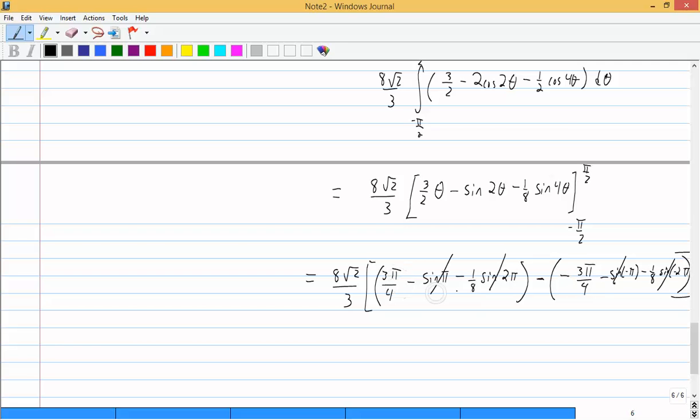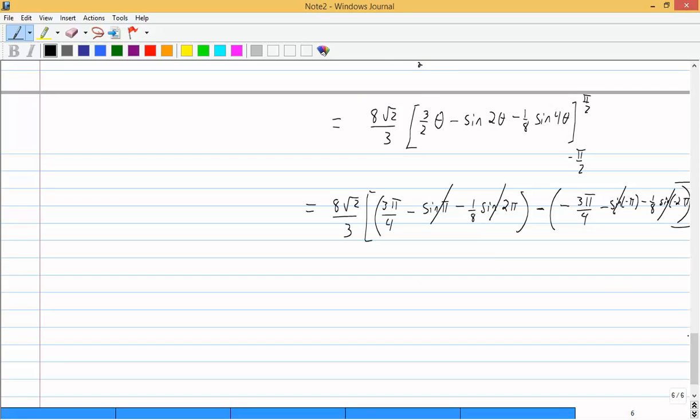So I have 3 pi over 4 plus 3 pi over 4. That is 6 pi over 4, or 3 pi over 2. So I have 8 square roots of 2 over 3 times 3 pi over 2. Looks like that and that cancels out, that and that. So I have 4 there, so that's 4 square roots of 2 times pi. That's my volume.